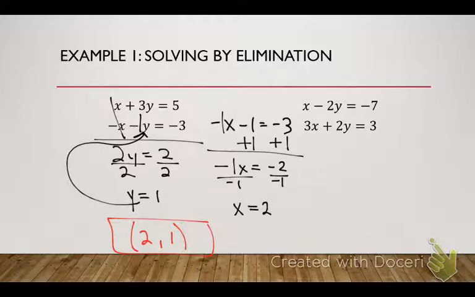This is the last one for example 1. x minus 2y equals negative 7, and 3x plus 2y equals 3. So I'm really hoping that you can start to finish. Go ahead and do this one, and raise your hand when you have the answer. I'm going to come check.